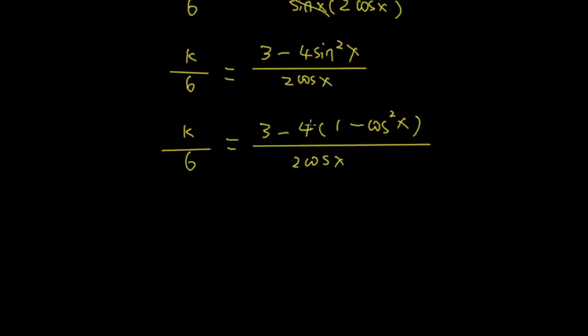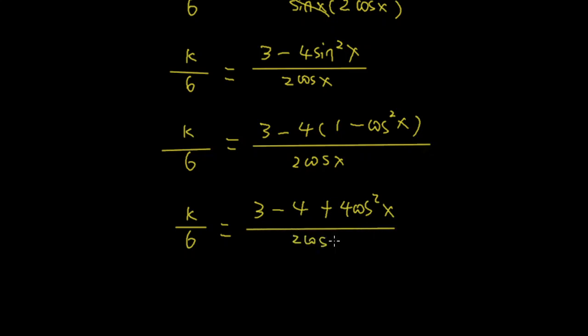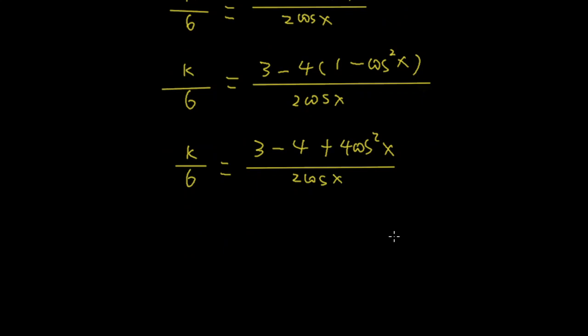Now distribute the 4 to each of these. We have k over 6 equals 3 minus 4 times 1, which is 4, and minus minus becomes plus. 4 times cosine squared x is 4 cosine squared x, divided by 2 cosine x. Now 3 minus 4 is just negative 1. So I can rewrite this as k over 6 equals 4 cosine squared x minus 1 divided by 2 cosine x.